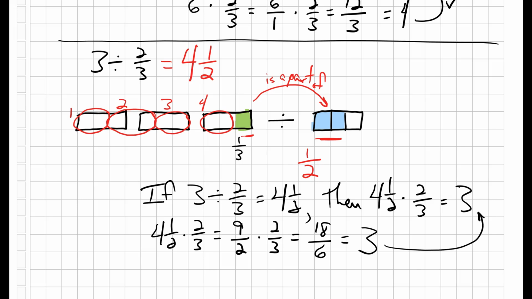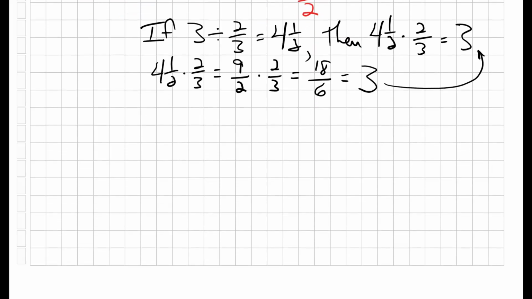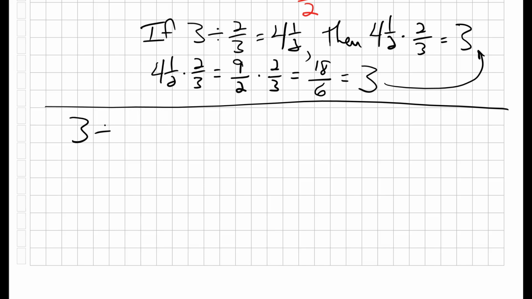Okay, let's try one more example problem. Let's try 3 divided by 4/5. And I want you to try this one on your own first. So pause the video here, do this division problem using your grid paper and repeated subtraction, and then restart the video and see if you get the same answer that I get.